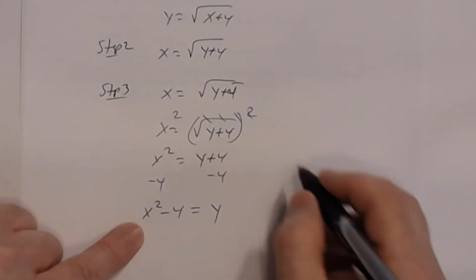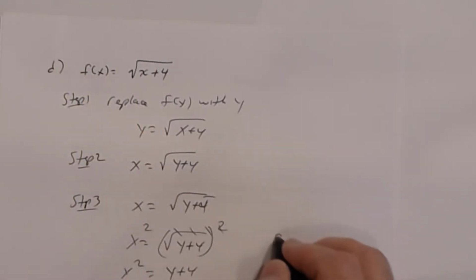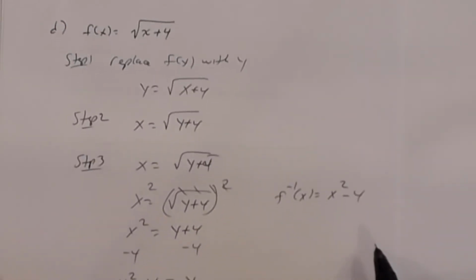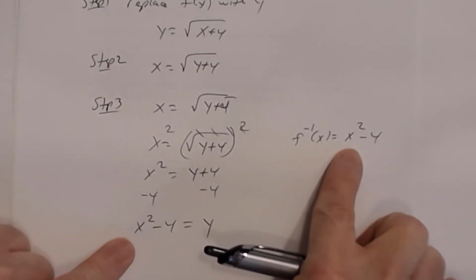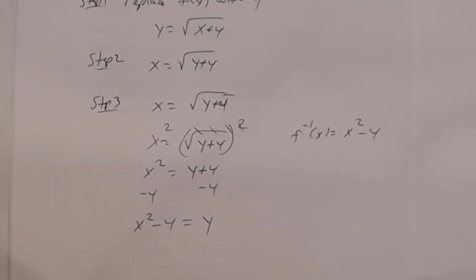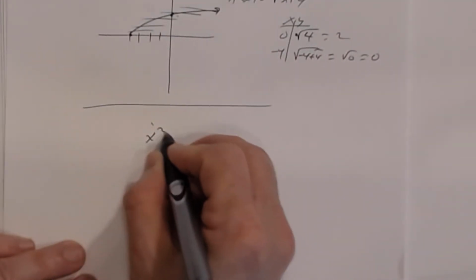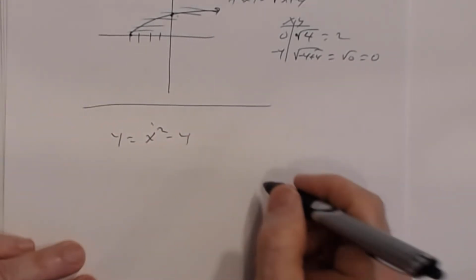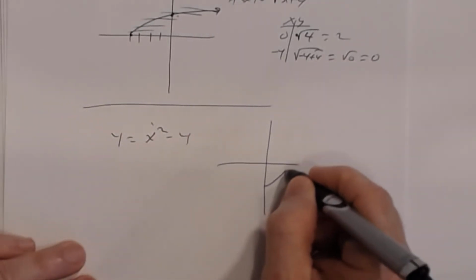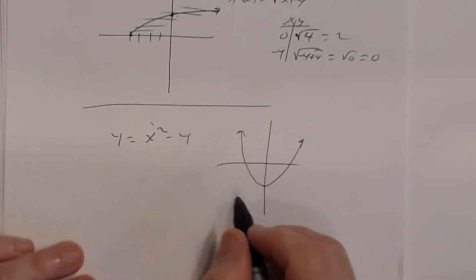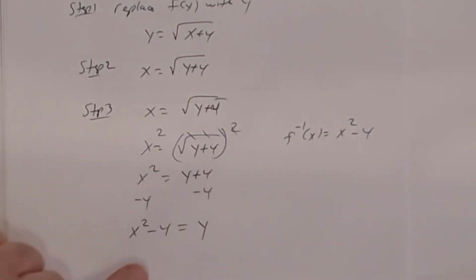And there's the inverse. So if this is f of x, then f inverse of x will equal x squared minus 4. Now, remember, x squared minus 4 looks like this. So you just got to remember some things here. This is f inverse. So x squared minus 4, I'm going to put y equal x squared minus 4, looks like this. All right, and so notice that this is not a one-to-one function.